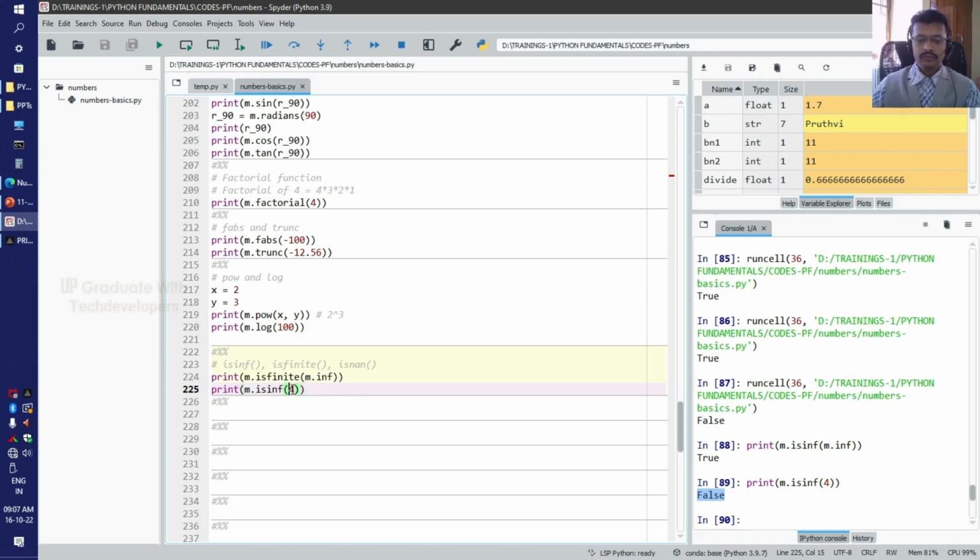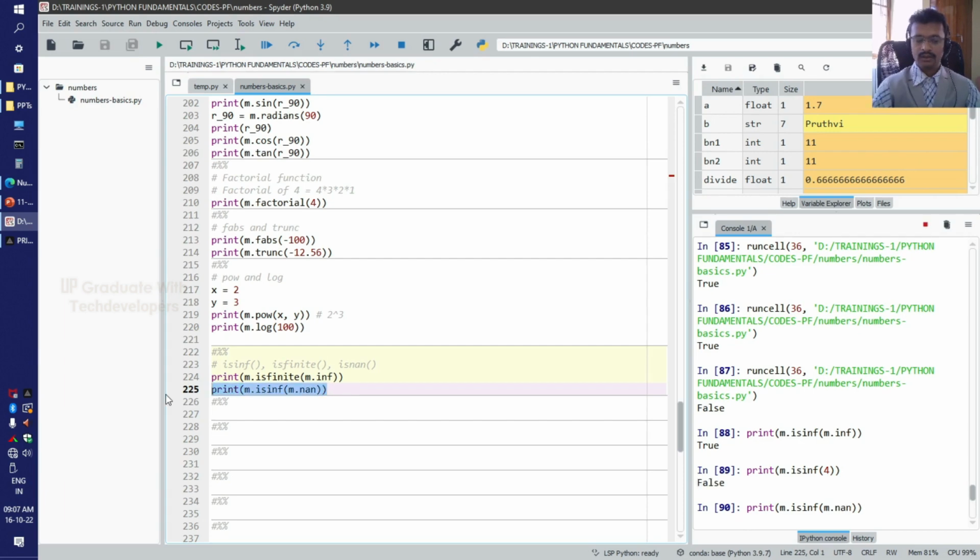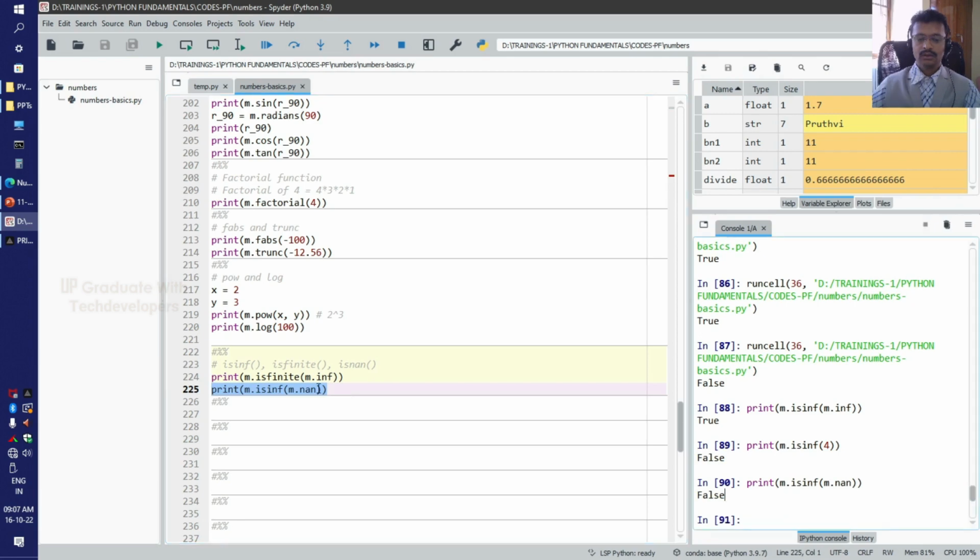If we use the math.nan method, math.nan is nothing but not a number, inside this isinf or isfinite method, then we will get false. So not a number is neither a finite number nor an infinite number, because it is not a number, not at all a number, so we got false.